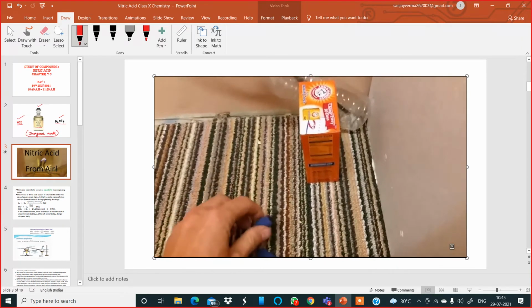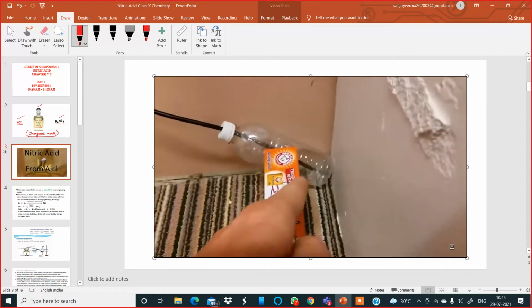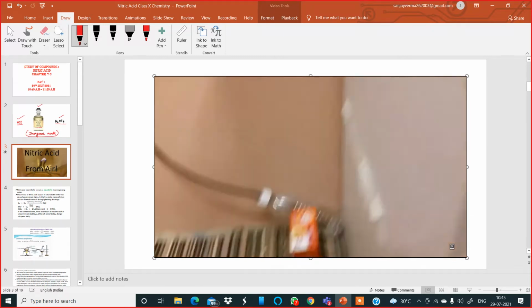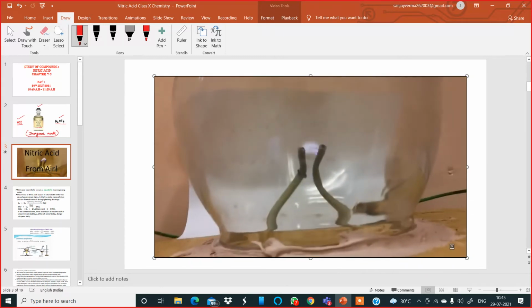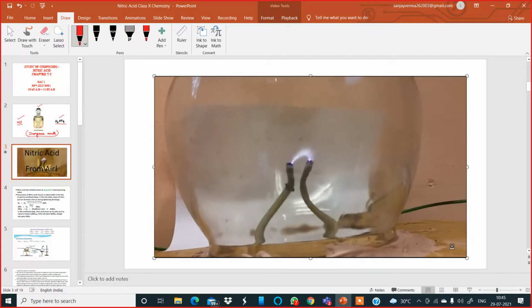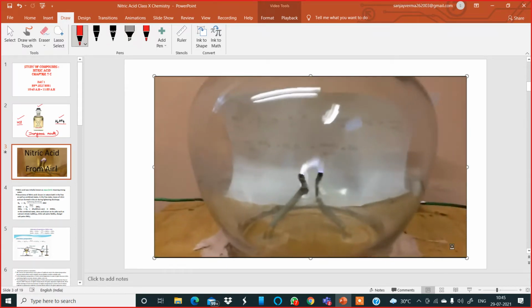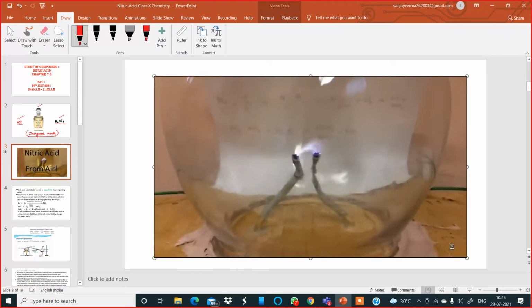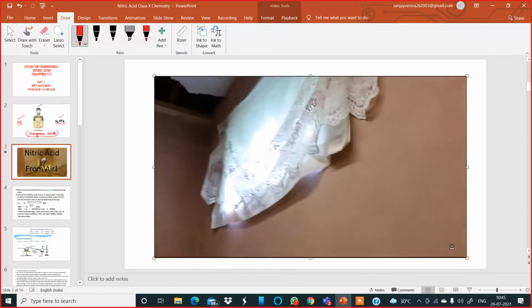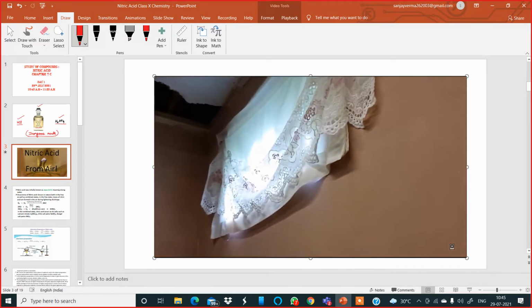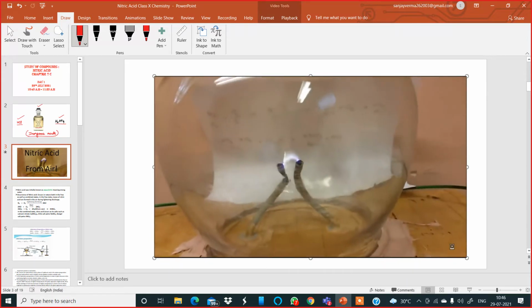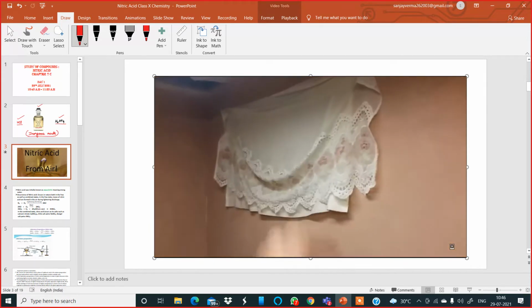It is passed through this bottle containing water for a long time. So we are learning how to prepare practically. See, you can see the spark over there, and that spark is allowing the nitrogen and the oxygen gases present in the air to combine. After combining, the gases are being made to pass through the bottle which contains water in it.